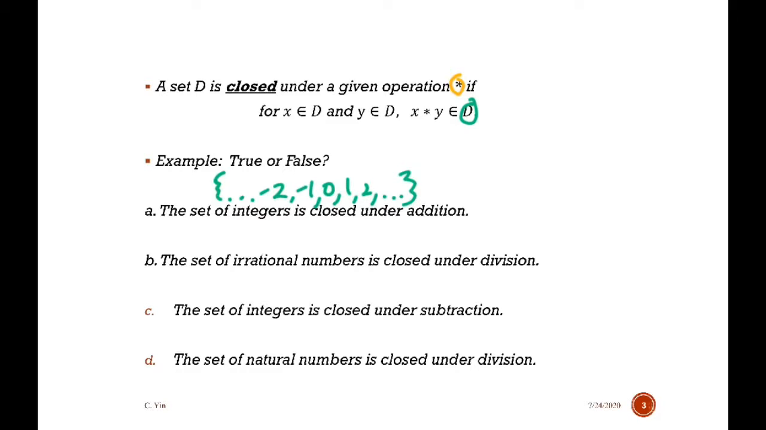You can pick any two that you want to. If you add those, you're not going to get something like 3.5 when you add two integers together. Every time you add two integers, you get another integer. And so this one here would be true.